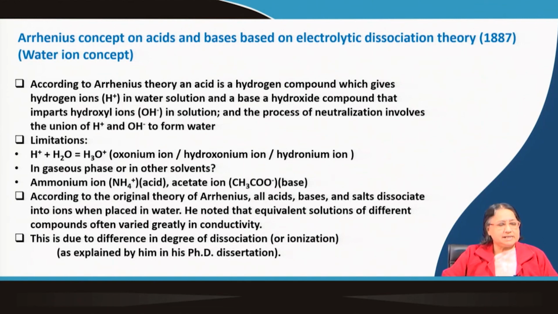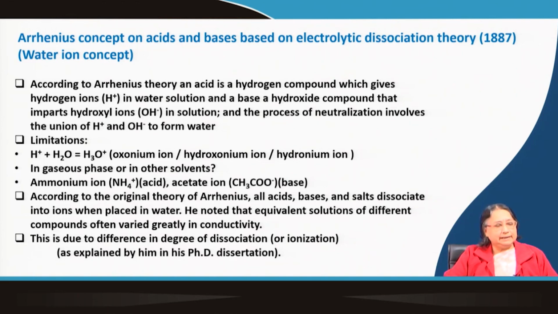But this theory has several limitations. For example, we all know now that the proton H+ cannot stay as such because of its high hydration energy. It immediately combines with the water molecule to form H3O+, which is the oxonium ion. It is also called the hydroxonium ion, and it can also be called the hydronium ion.